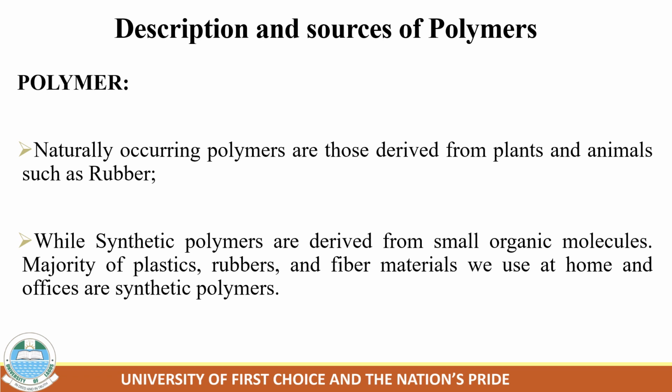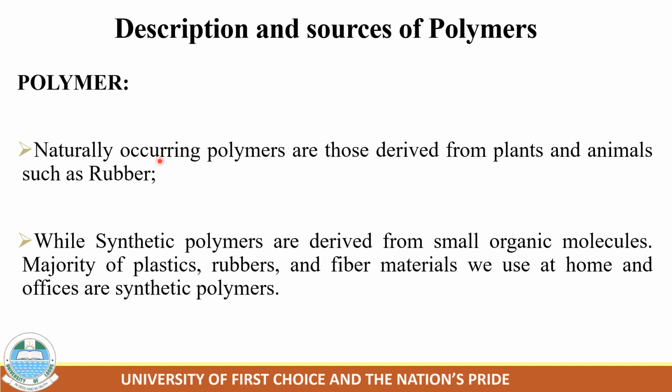In part 1 we also discussed the description of metals, where I let you know that metals are of two types, ferrous metal and non-ferrous metal. Now let us proceed to the description and sources of polymers. Polymers are engineering materials, and they are of two types. We have natural polymer and synthetic polymer.